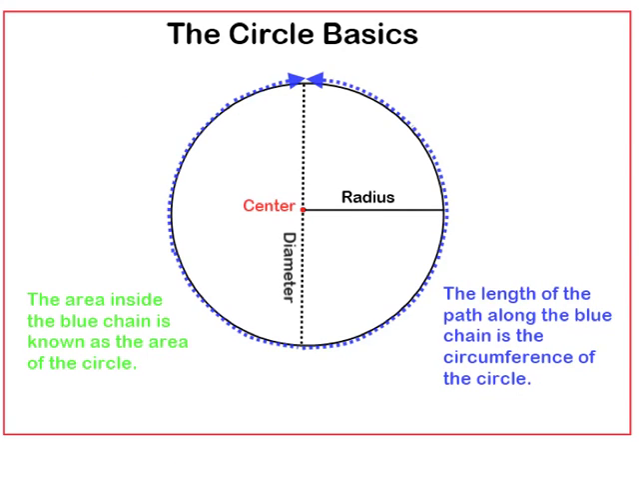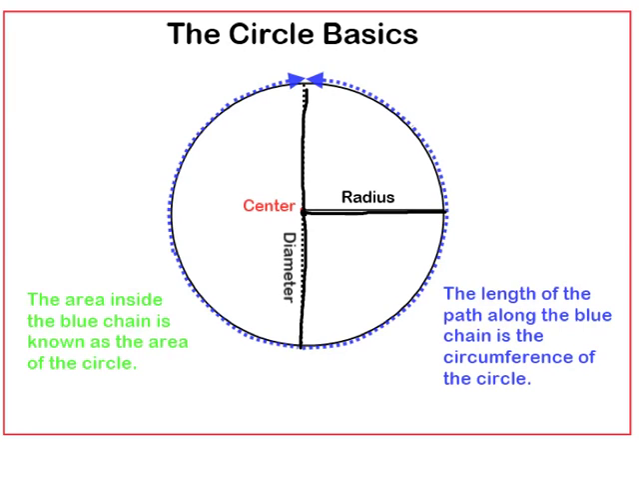Let's look at some basics of a circle. Here's the center of the circle. The radius goes from the center halfway across. The diameter goes all the way across the center of the circle. Alright, so that we can see the relationship then, radius is half of the diameter.